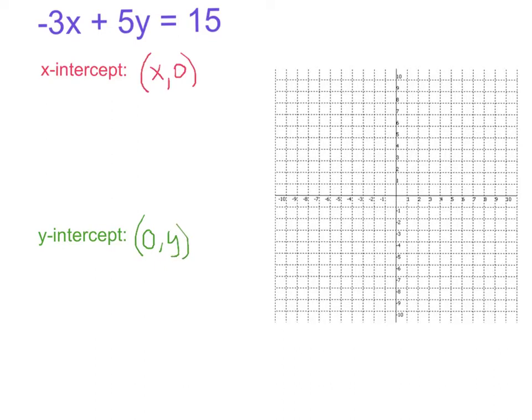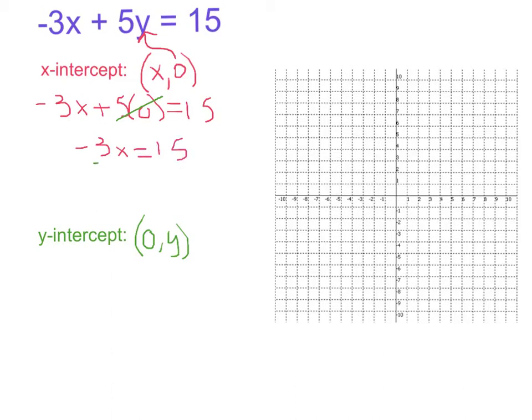So to find the x-intercept is always when y is 0, so I'm going to plug in 0. I'm going to plug 0 in for y. So negative 3x plus 5 times 0 equals 15. And now I can solve for x. 5 times 0 will cancel out, and I'm left with negative 3x equals 15.